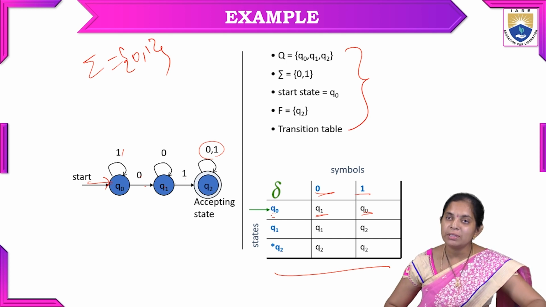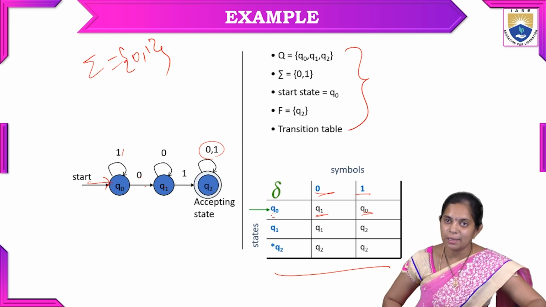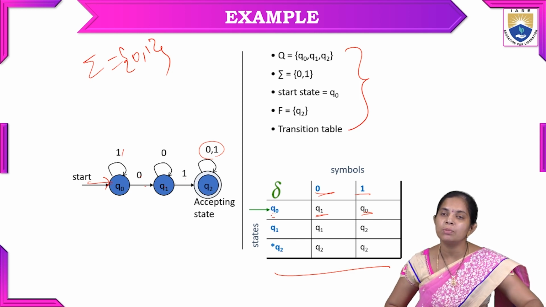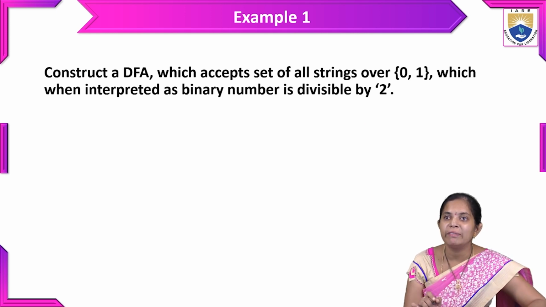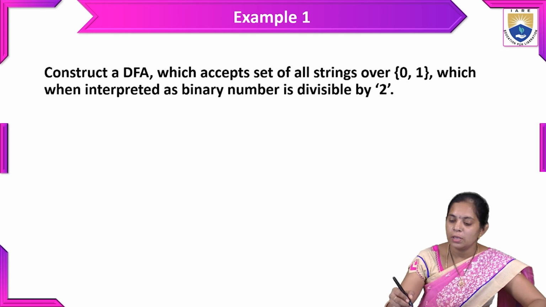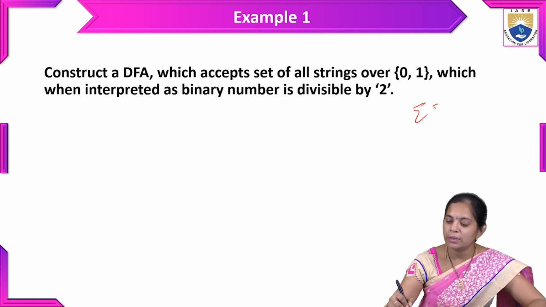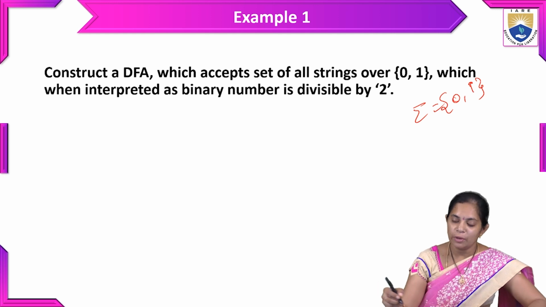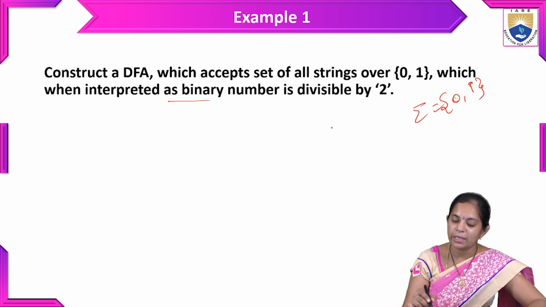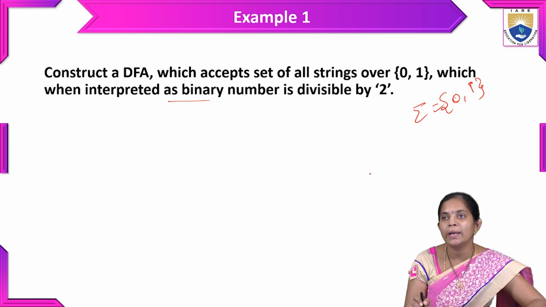And we will move to the divisible-by examples, the DFA constructed for strings which are divisible by numbers. So here is the construction of a DFA which accepts the set of all strings over 0, 1. We can directly say that sigma is {0, 1}, interpreted as a binary number which is divisible by 2.